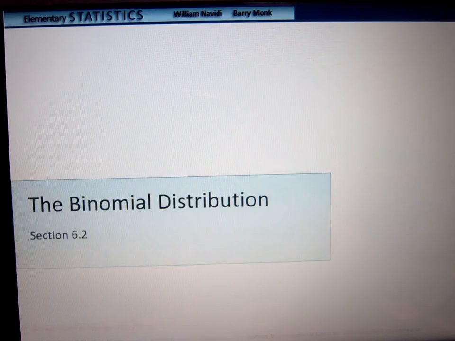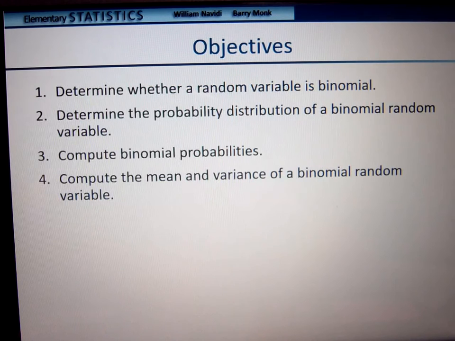Okay, everybody, now we are on chapter 6, section 2, binomial distributions. So let's keep going. We only have 4 objectives here: determining whether a random variable is a binomial, determining the probability distribution of a binomial random variable, computing binomial probabilities, and computing the mean and variance of a binomial random variable.